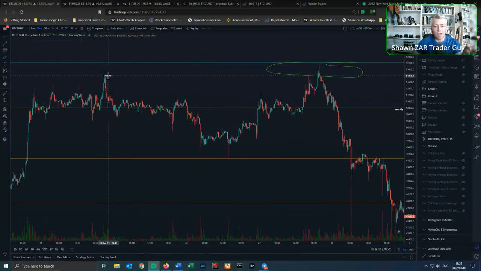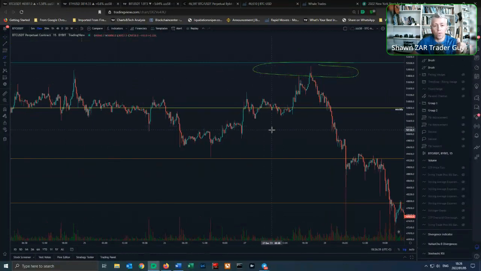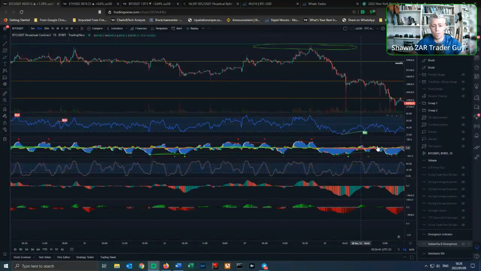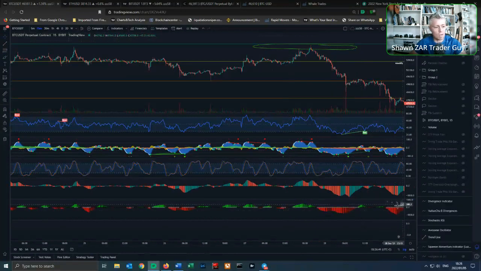Now, is that reason enough to enter this trade? Possibly if you're a risky trader, but you can also find other areas of confluence. The first that I'm going to look at is bullish and bearish divergences.